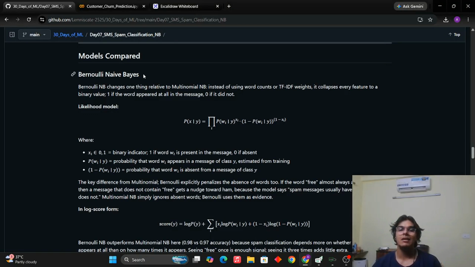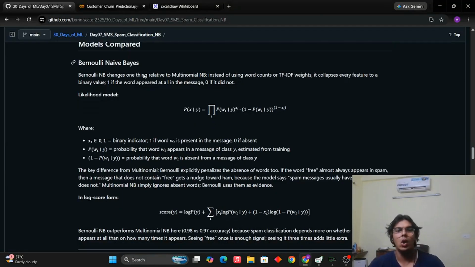What's going to happen is that the model is going to automatically push that message toward ham. Why is that? Because it is saying that mostly spam messages consist of the word free. If it does not contain free, then it must be ham. Now that might not be true. The model's assumption here is that spam messages mostly have free. This one does not, so put it in ham. This is the issue here. Multinomial naive Bayes ignores the absent words, but Bernoulli naive Bayes tries to use them as evidence.